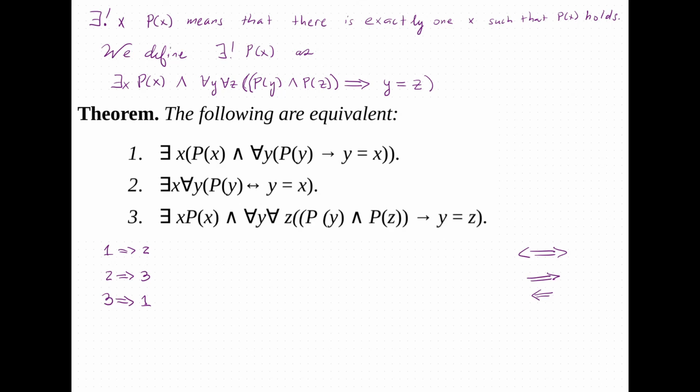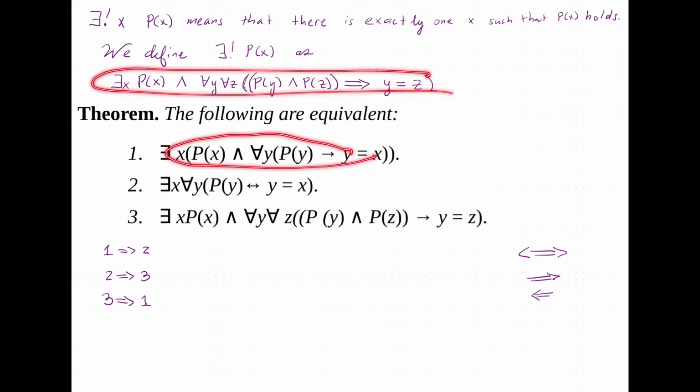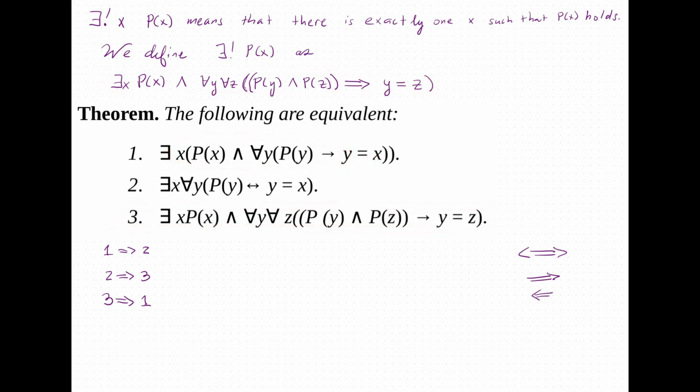Now, the way we want to interpret these statements is as follows. The first one is telling us that there exists an x such that p of x, and then for every y such that p of y is true, this implies that y is equal to x. As you will see in the book, it's just a rephrasing of the logical form for this one here, which is case 3. And then of course we have number 2, which is telling us there exists an x such that for all y, p of y is true if and only if y is equal to x.